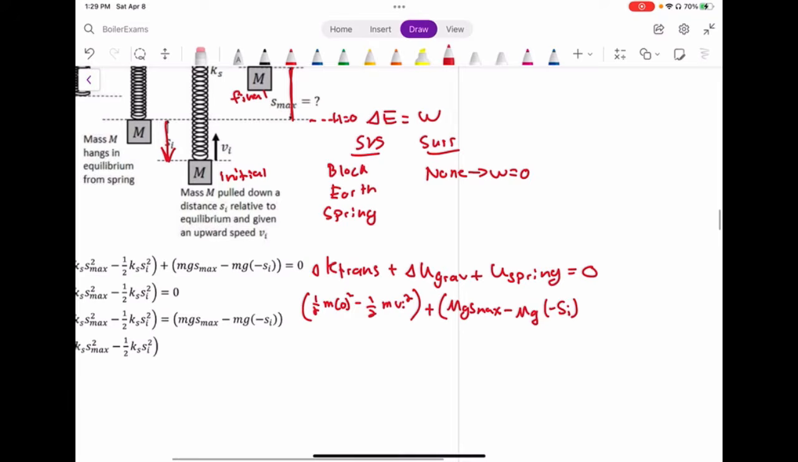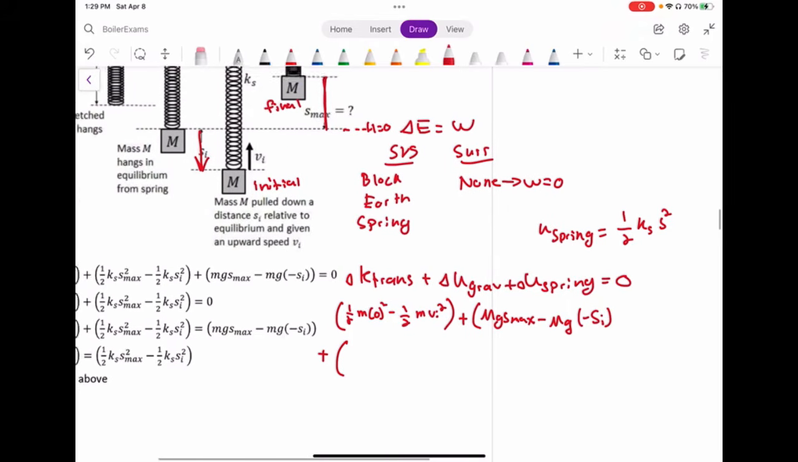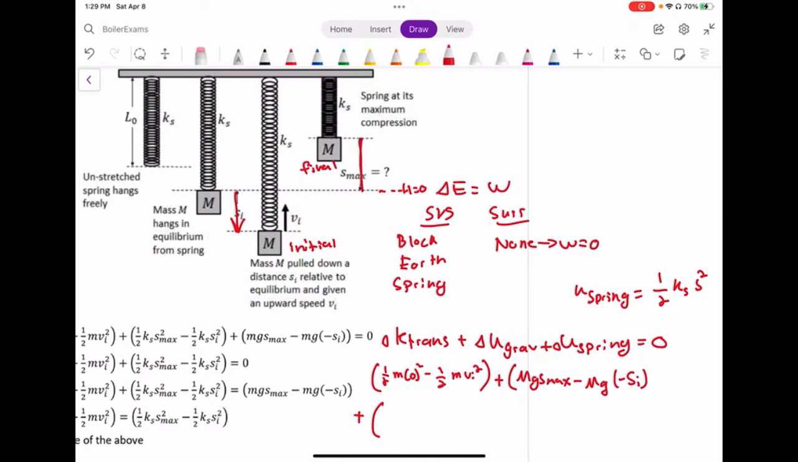And then I'm going to go to the next one here, plus our delta U spring. If we don't remember, the potential of a spring is kind of analogous to kinetic energy. It's half k_s s squared, where k_s is the spring constant and s is stretch. So let's take a look here. In our final position, what's our stretch going to be?